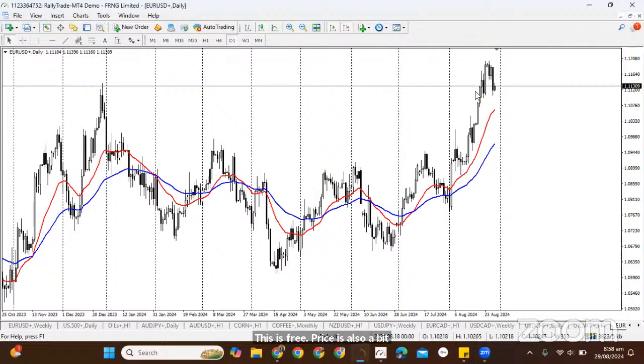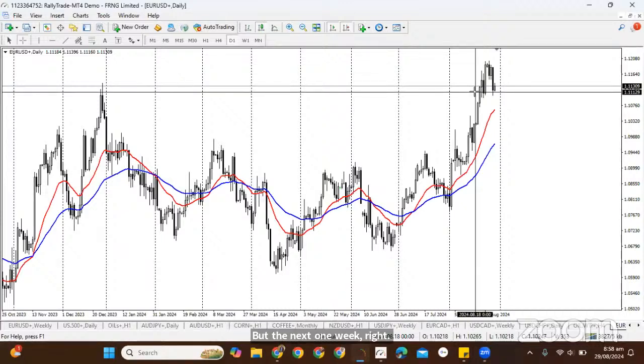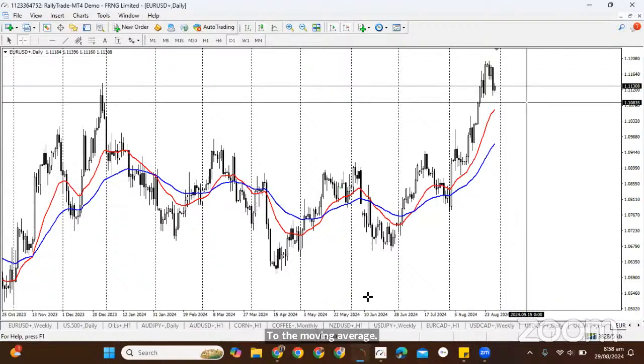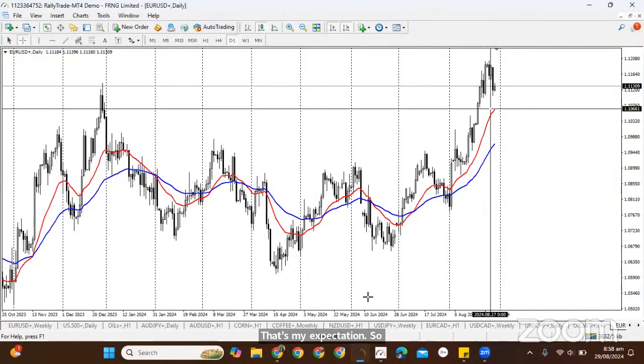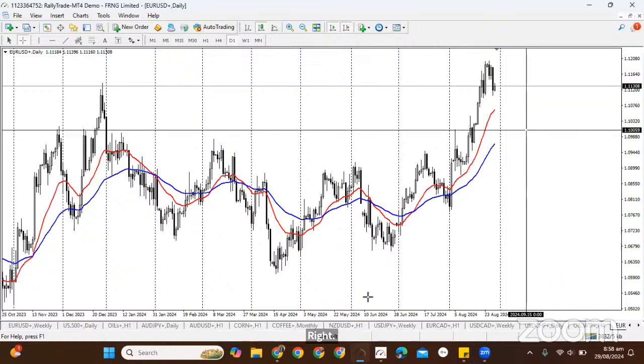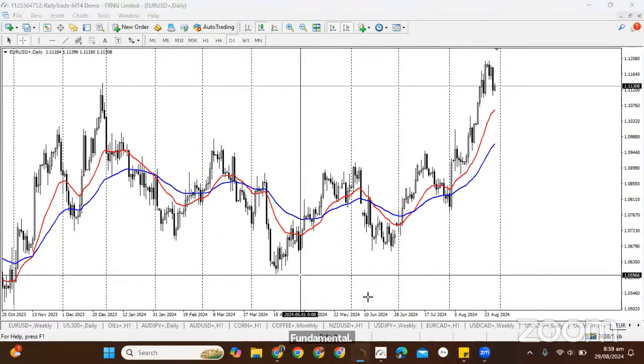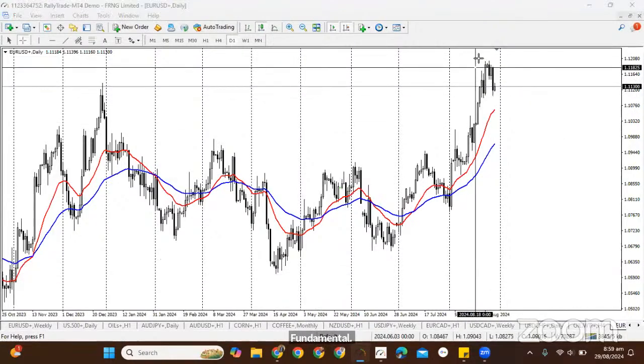Now, my own take for Euro USD for the next 1 week, can be 3 days, can be 4 days. I'm expecting Euro USD to come back to the moving average. Let it come back to the moving average. That's my expectation. So fundamental might not make it happen. You understand? I will explain.